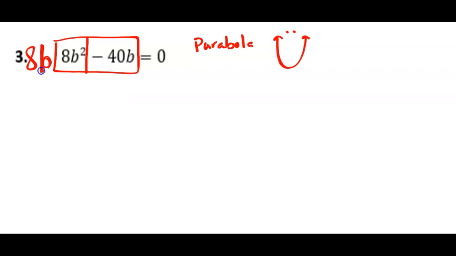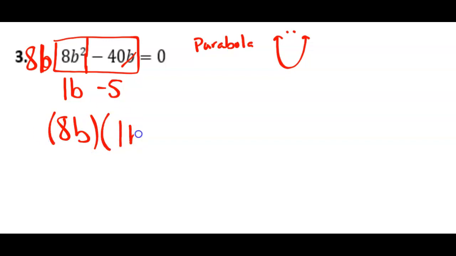Why is it not writing? There we go. Okay, so if I divide 8b squared by 8, 8 by 8 is 1, so I don't need that 1. And then b, sure, I'll put the 1 in there for you. So 2 minus 1 is 1, so I've got 1b. Okay. Negative 40 divided by 8 gives me negative 5. And b divided by b, well, that cancels out. So there we go. So what do I have here? Well, I've got 8b times 1b minus 5, and that's equal to 0.